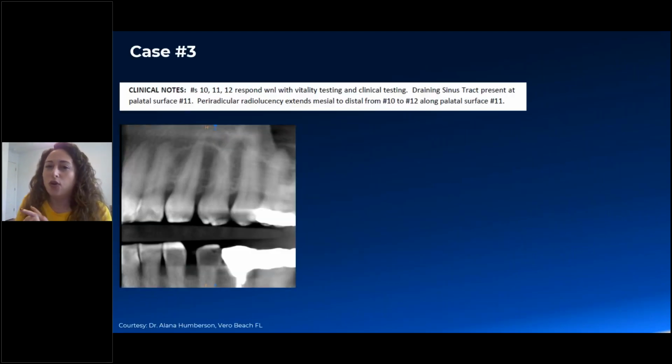Okay, so if we put fractures aside, this is a case that I got last year. The first clinical symptom was that the patient had a sinus tract on the palatal surface of tooth number 11. Now, the teeth were vital. There was nothing clinically relevant to that sinus tract.